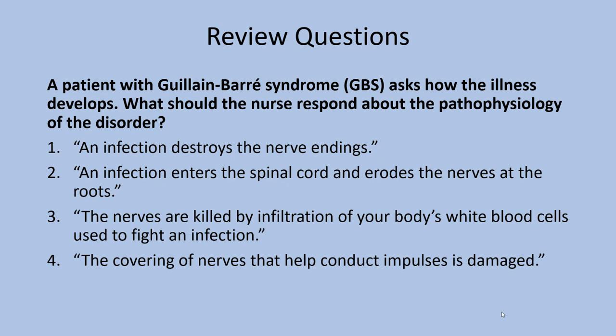So review questions. A patient with Guillain-Barre syndrome asks how the illness develops. What should the nurse respond about the pathophysiology of the disorder? It's an infection that destroys the nerve endings. An infection enters the spinal cord and erodes the nerves at the roots. The nerves are killed by infiltration of your body's white blood cells used to fight an infection. The covering of nerves that help conduct impulses is damaged.